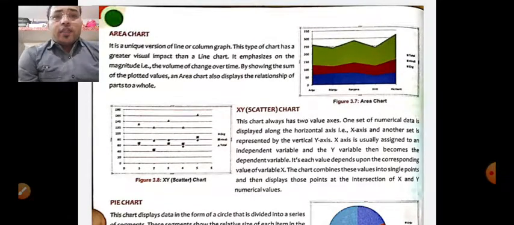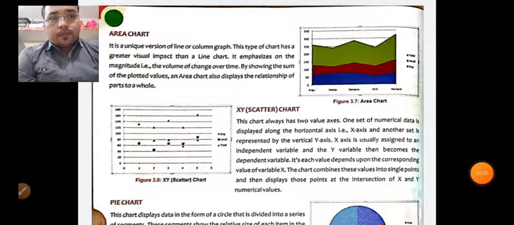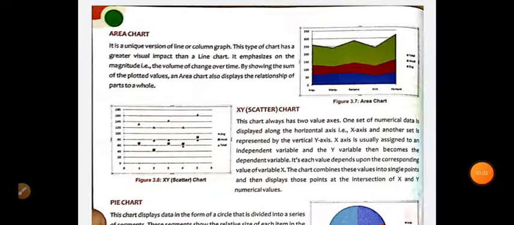Area chart, what is an area chart? Let us discuss this. It is a unique version of a line or column graph. This type of chart has a greater visual impact than a line chart. It emphasizes the magnitude, that is the volume of change over time, by showing the sum of the plotted values. An area chart also displays the relationship of parts to a whole.